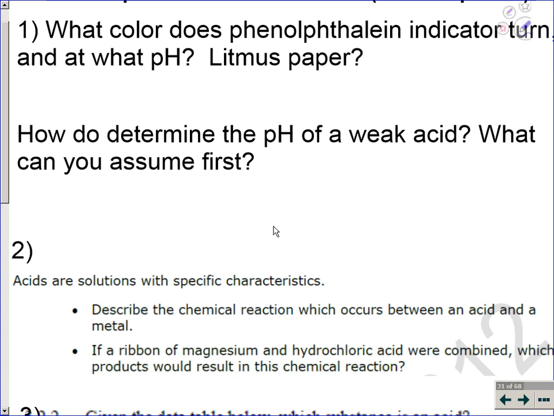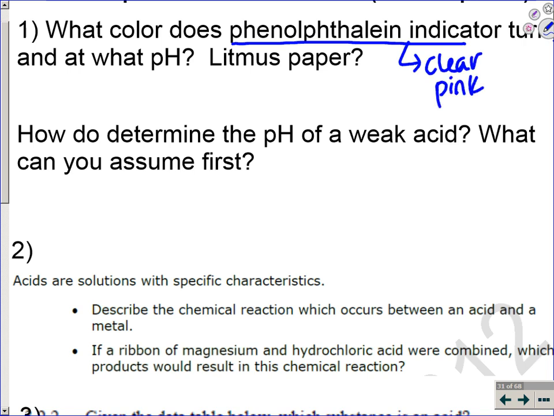So phenolphthalein is an indicator, and what two colors are associated with phenolphthalein? Okay, so one is clear and one is pink. All right, so is clear associated with acidic or basic in terms of solutions for phenolphthalein? Acidic, and pink is basic. So again, that doesn't really tell us the pH, but we know it's above or below 7. So you have to know how phenolphthalein changes colors upon different pHs or different solutions.